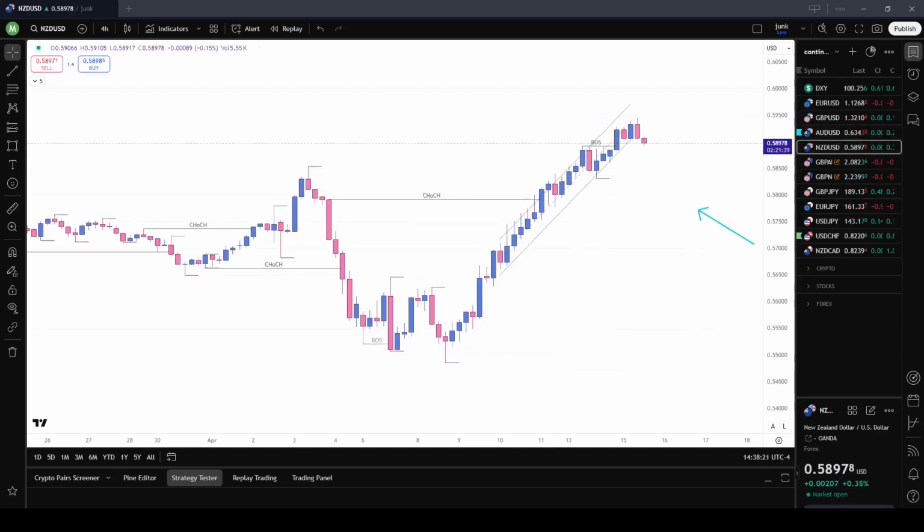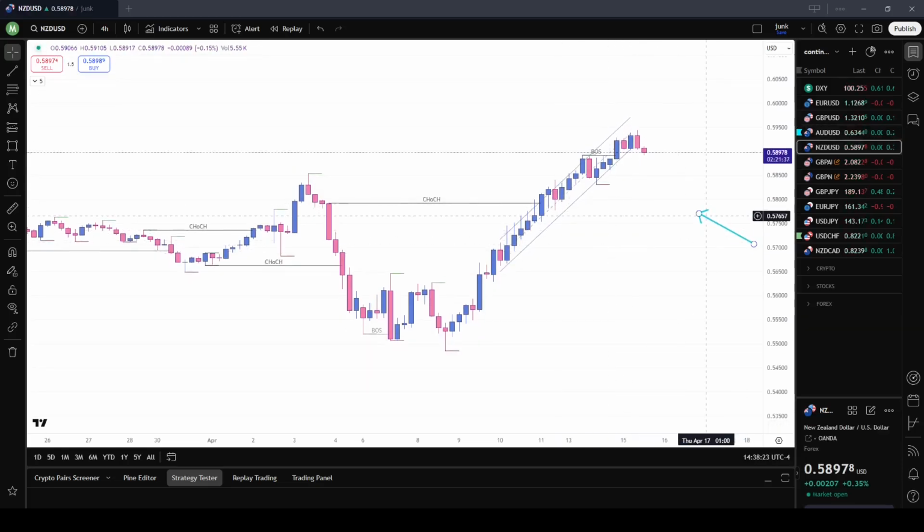NZD USD, similar chart, but this has broken out past the highs. So that's why you have to look to correlation with other US dollar pairs. So we're going to map out the current range for NZD USD.